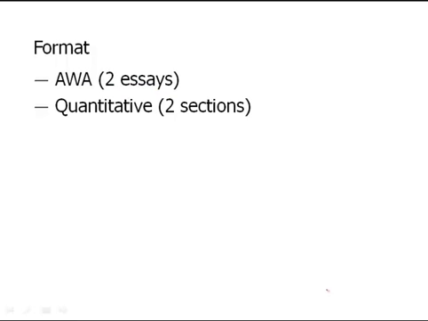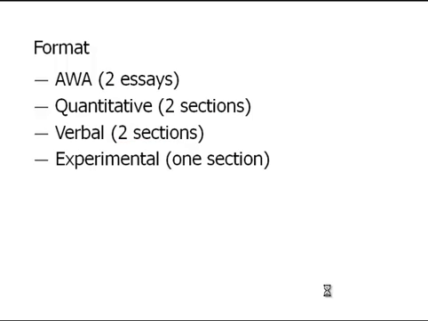Next, you're going to have a quantitative section, and that consists of two sections. Just as the AWA consists of two essays, the quantitative section consists of two sections. Next, we have the verbal, which also consists of two sections. There's a lot of two, and two going on here. Note that consistency. But then we have this crazy section called the experimental section. The experimental section is just going to be one section.